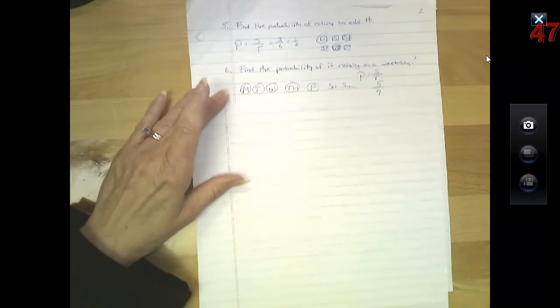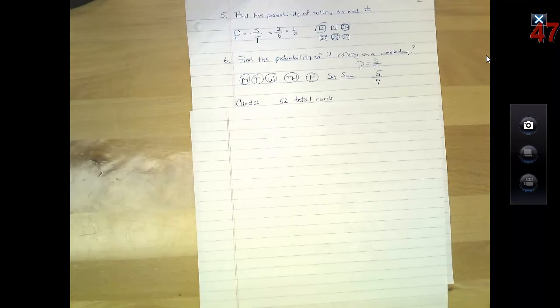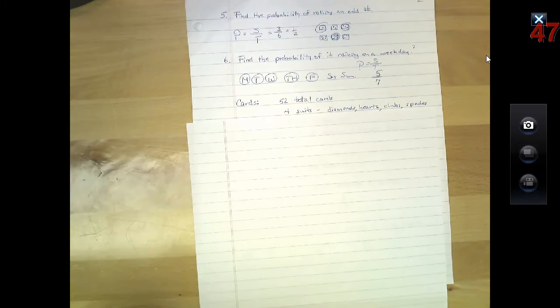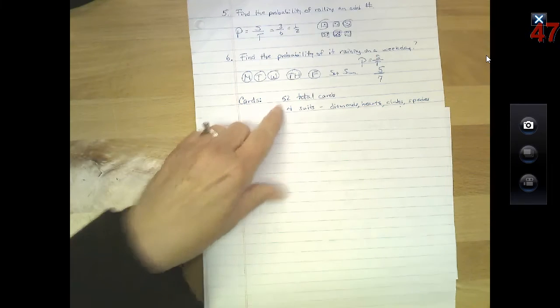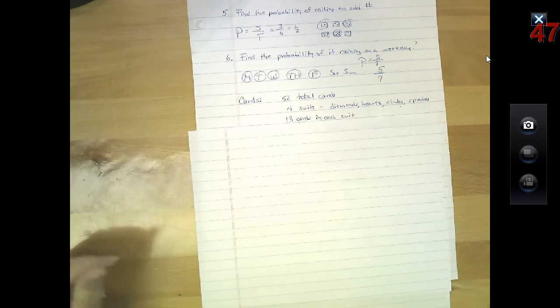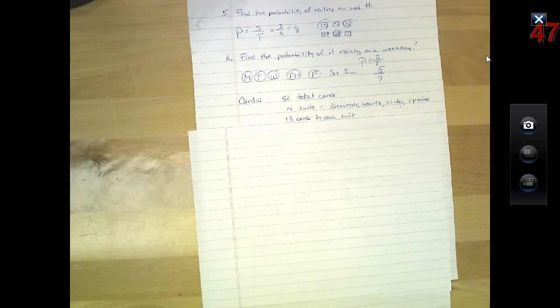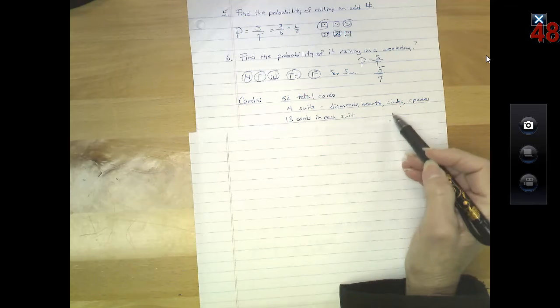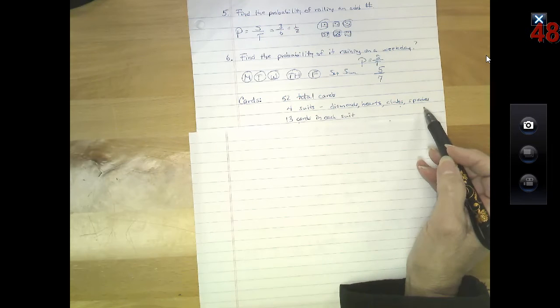Next thing we're going to do is cards. Now, some people are familiar with cards, others are not. There are 4 different suits in a deck of cards. You have diamonds, hearts, clubs, and spades. There are 52 total, so that means there's 13 cards in each suit. There are 13 diamonds, 13 hearts, 13 clubs, and 13 spades.